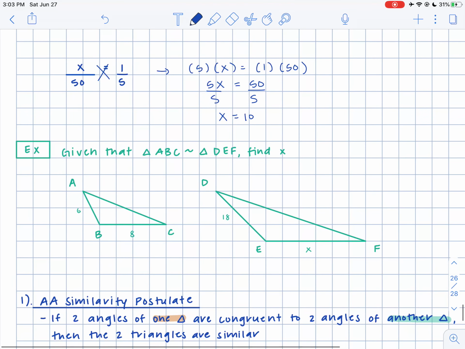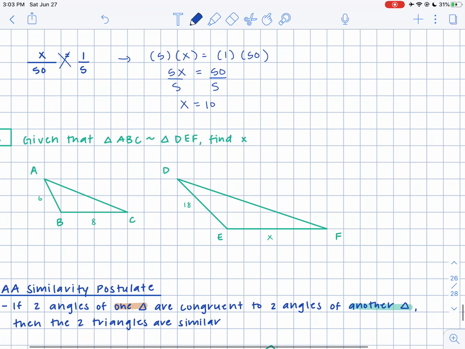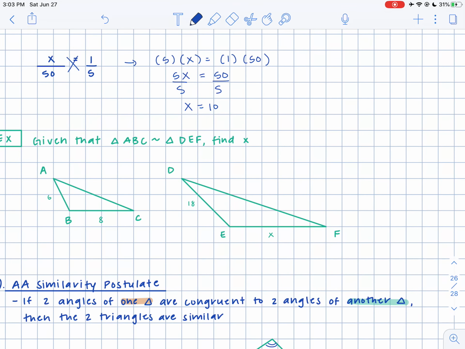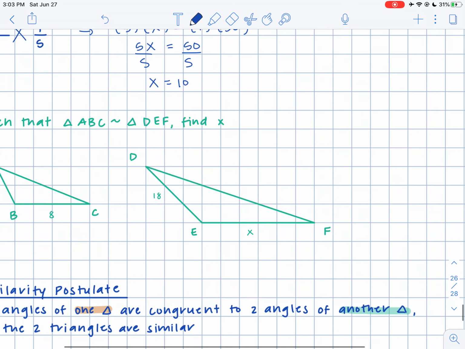So let's practice using this example. Given that triangle ABC is similar to triangle DEF, find x. Now remember, what does it mean to be similar? Remember that similar triangles are proportional. That means the ratios for their corresponding sides are equal to each other, right? So let's identify corresponding sides.